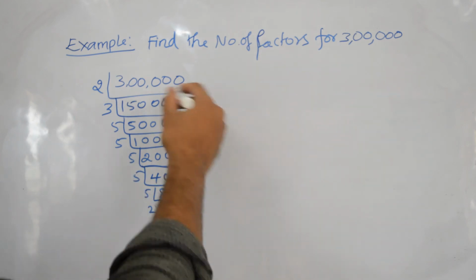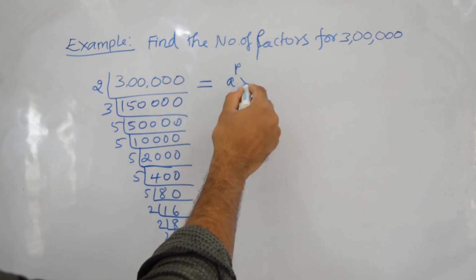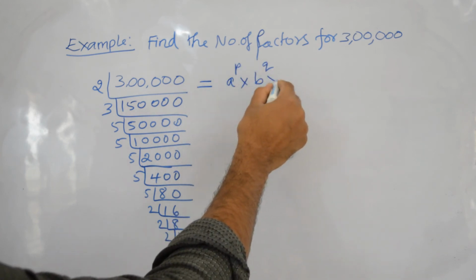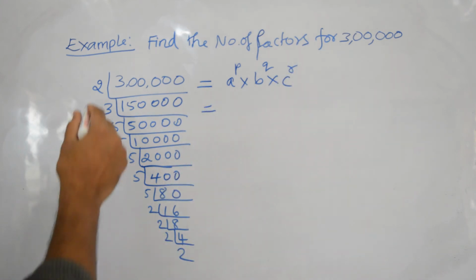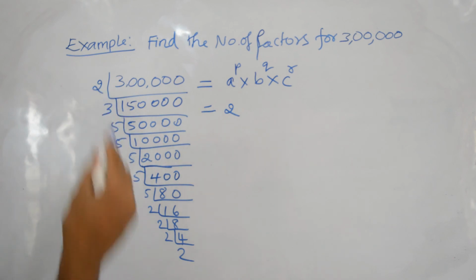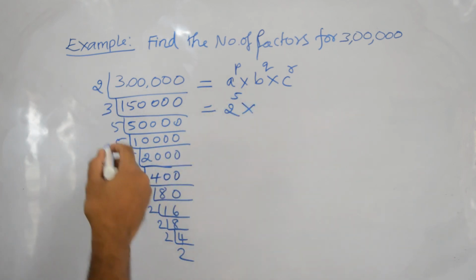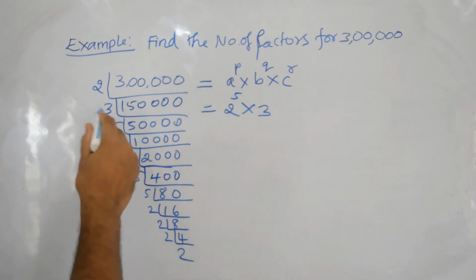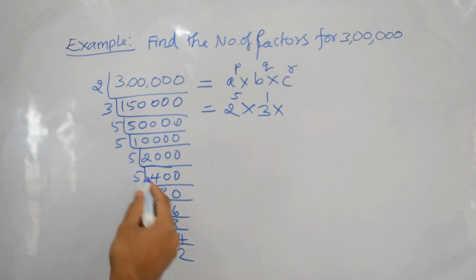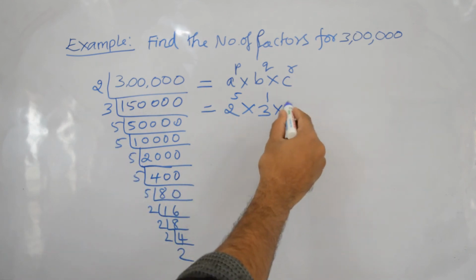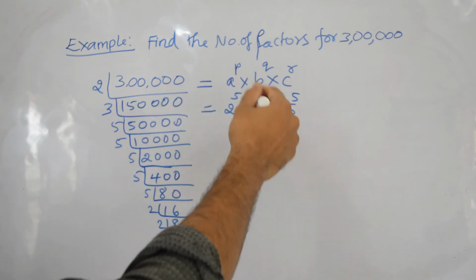We express 3 lakh in the form a to the power p into b to the power q into c to the power r. Here we take 2 to the power 5, counting 1, 2, 3, 4, 5, into 3 to the power 1, into 5 to the power 2.